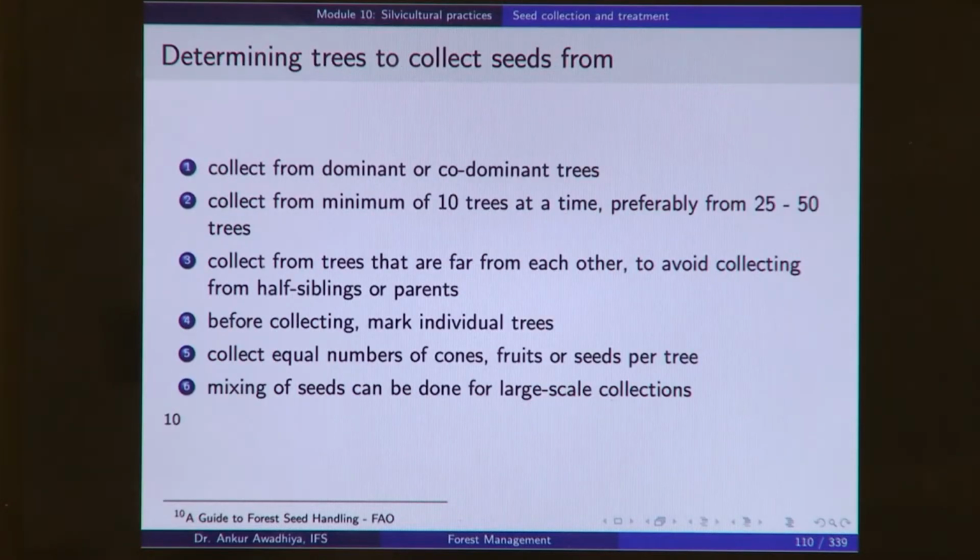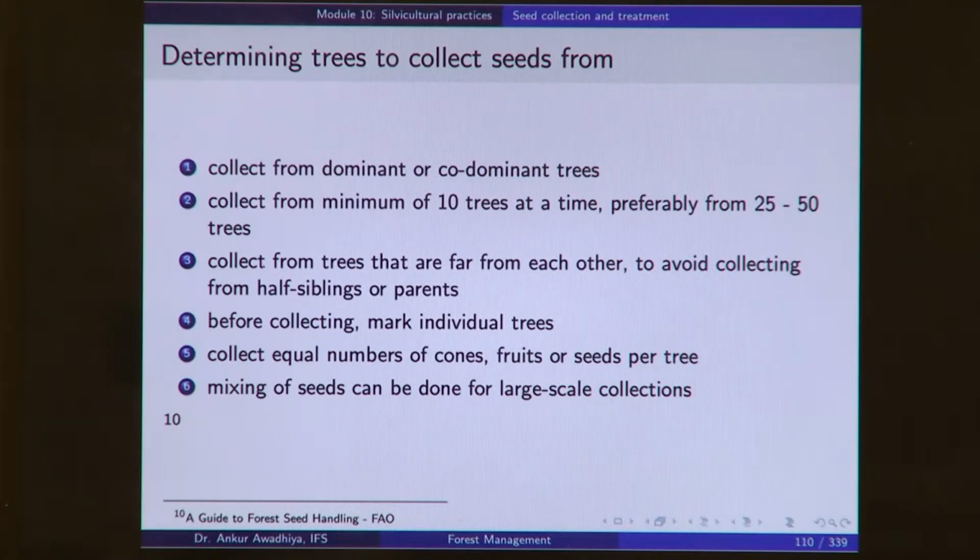We also determine the best trees to collect the seeds from, and these are generally dominant or co-dominant trees. You collect from a minimum of 10 to 50 trees. Collect from trees that are far from each other to avoid collecting from half siblings or parents. Before collecting, mark individual trees.